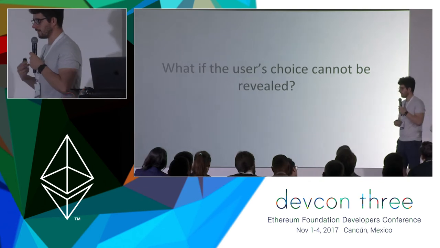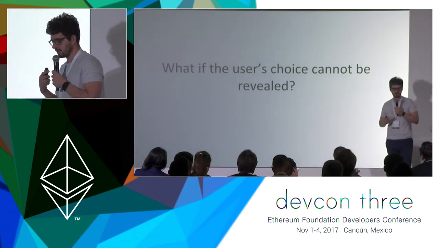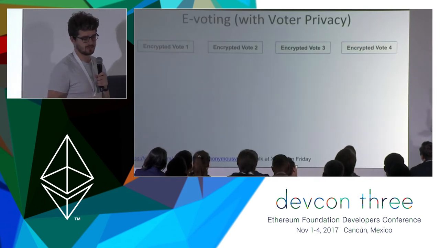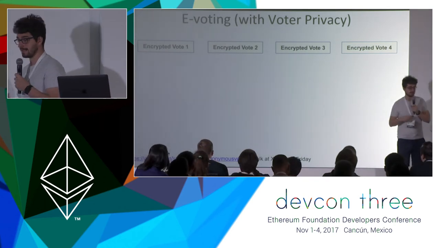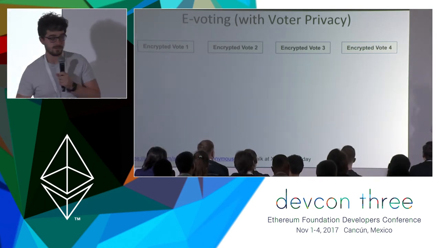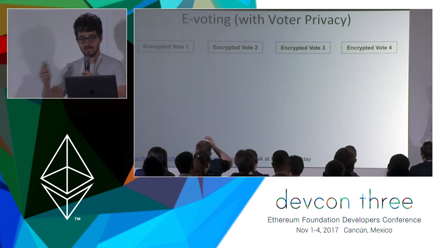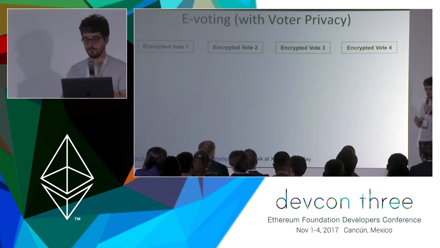But what if we have a protocol or an application where a user can't reveal their choice? So all the contract has is encrypted information. And the classic example is e-voting, where we want to maximize voter privacy. So the idea is that you should be able to see that Patrick has cast his vote, but it's encrypted. So you should never be able to see what I voted.